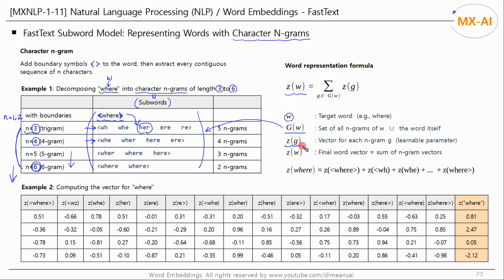Z of G represents the embedding vector of each subword. These vectors are the trainable parameters of the FastText model. Finally, ZW represents the embedding vector of the target word. Using these symbols, ZW can be expressed as follows. That is, the word vector ZW can be represented as the sum of all subword vectors in GW.